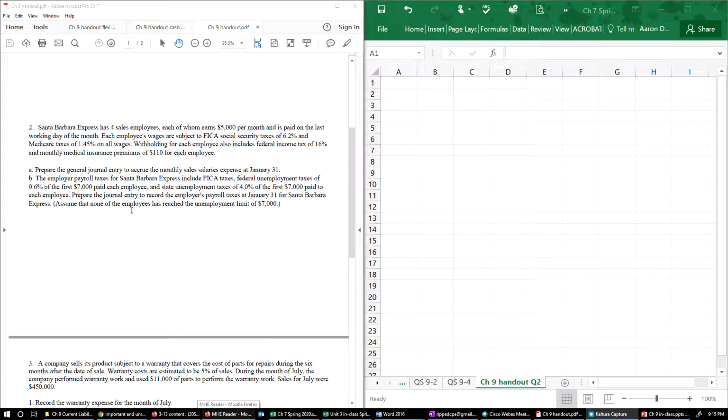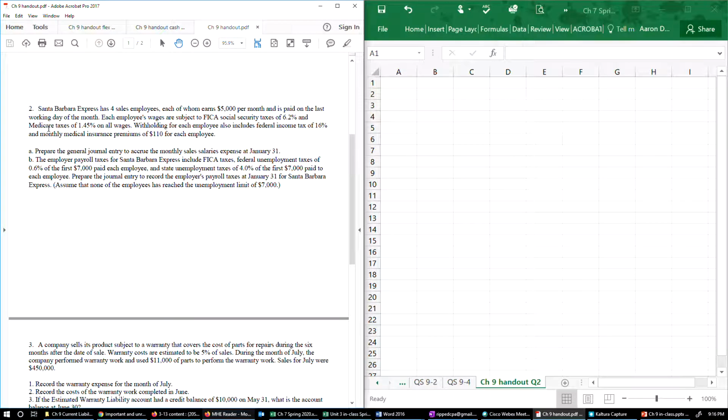Okay. So we're going to look at a couple of payroll journal entries. I have posted the Chapter 9 handout, which you can find under modules. And we're going to look at question 2, which is right here. All right. So it says Santa Barbara Express has 4 sales employees, each of whom earns $5,000 per month and is paid on the last working day of the month.